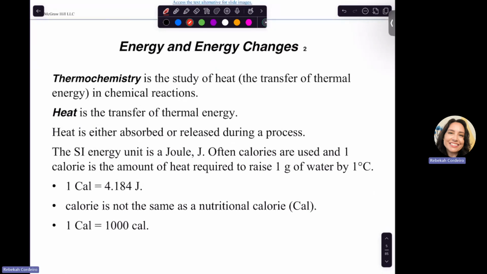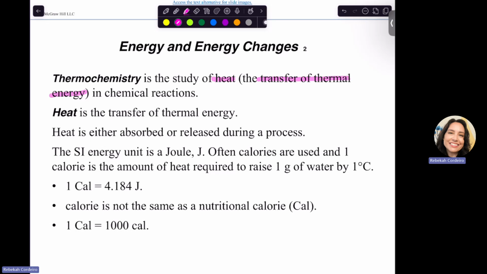Thermochemistry is studying heat, and heat is the transfer of thermal energy. Heat is absorbed or released during a process. We're going to think about thermal energy and changes in thermal energy as heat, and the SI energy unit is joules. But often we use calories, right?